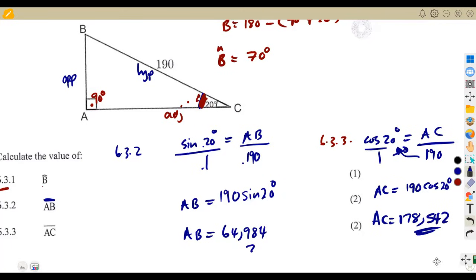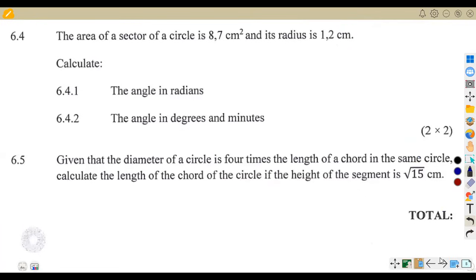All right, so that was the idea of this question. 2 marks. As you can see, the tricky part there was just direct. It was just direct.